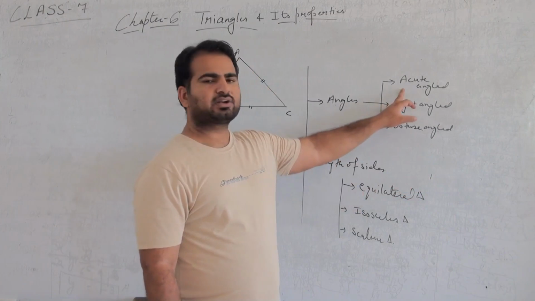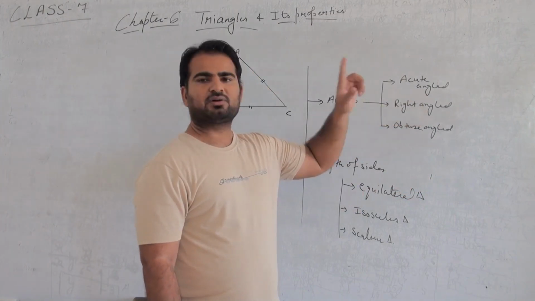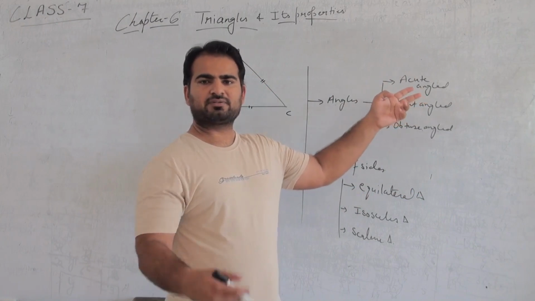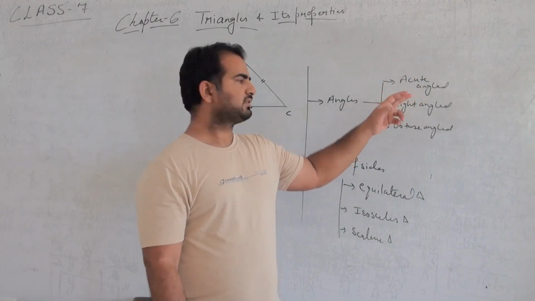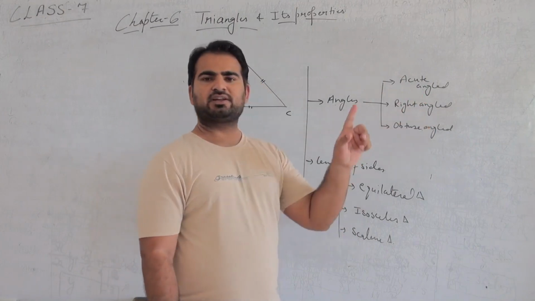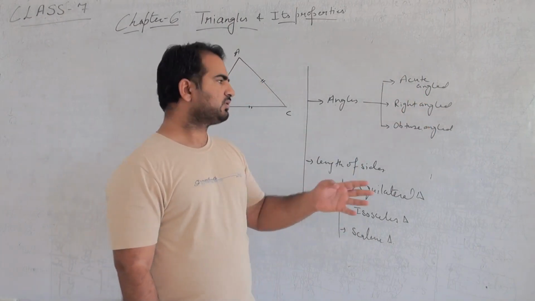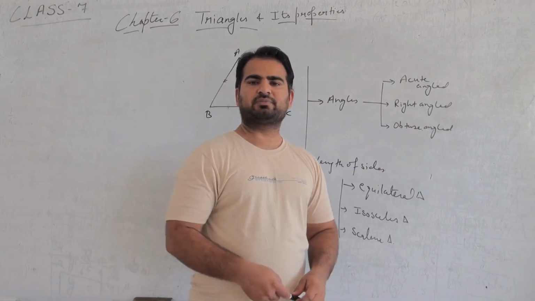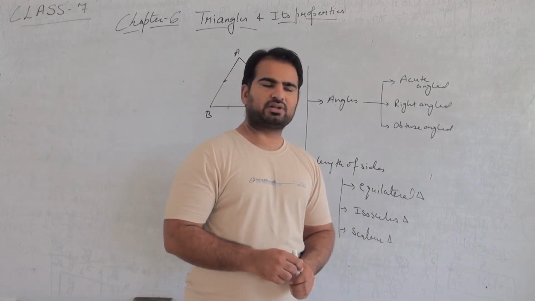So in an acute angle triangle, all three angles can be 60 degrees, or acute angles. Next, in a right angle triangle, one angle is 90 and the other two are acute angles. And in an obtuse angle triangle, one angle is obtuse and the other two are acute angles.